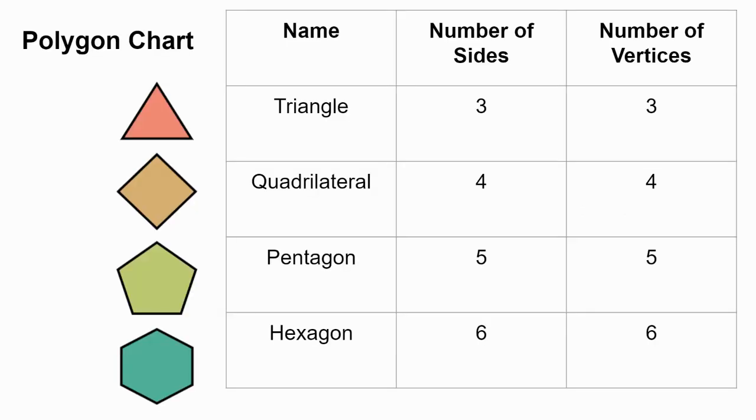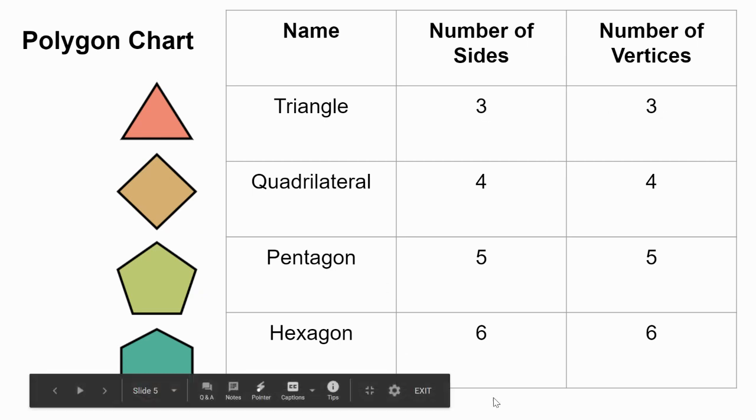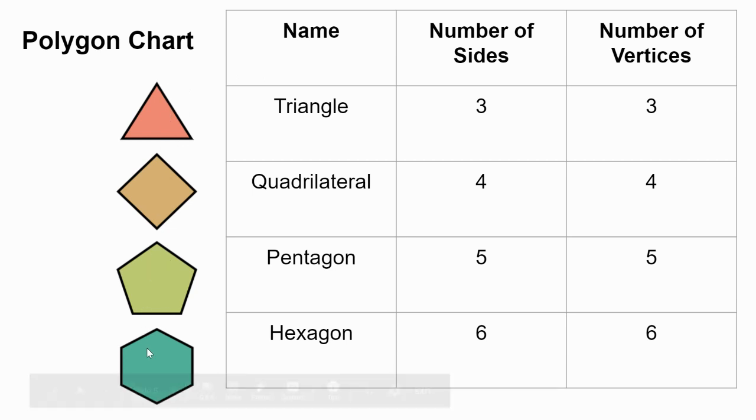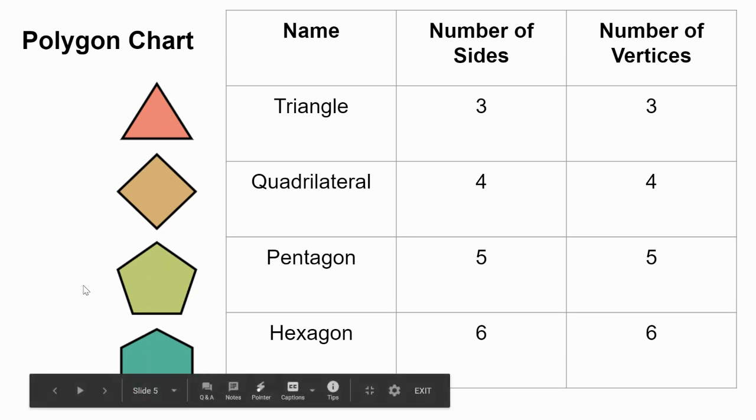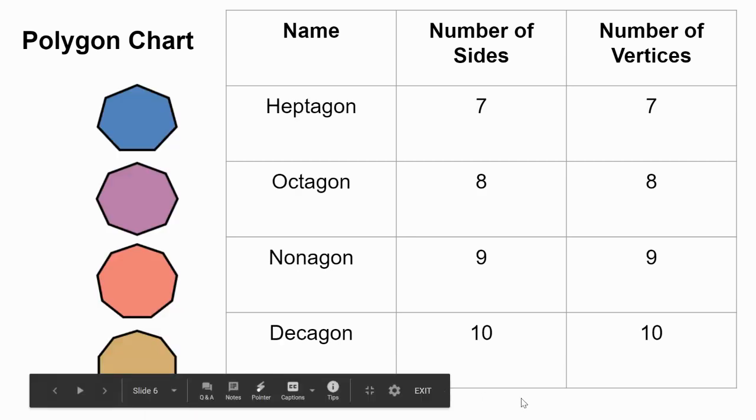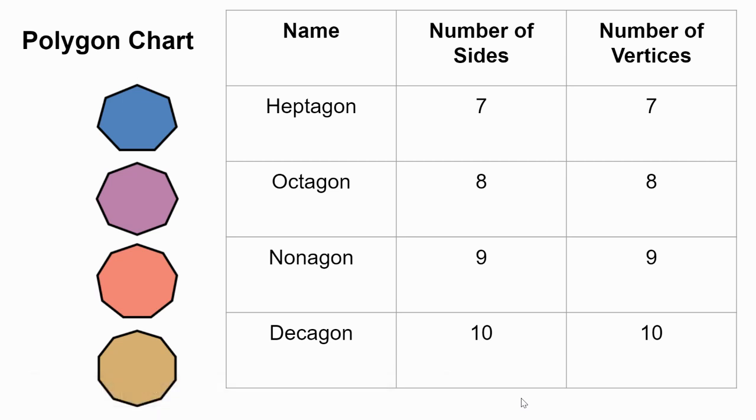I've provided you with a chart here that shows you the name of the polygon, the number of sides, and the number of vertices. Now, the number of sides and vertices isn't always going to be the same. It's the same when you have these types of shapes, but when you start to make other shapes that still have 6 sides, they might not have the same amount of vertices. And here are the rest of our polygons for our chart.